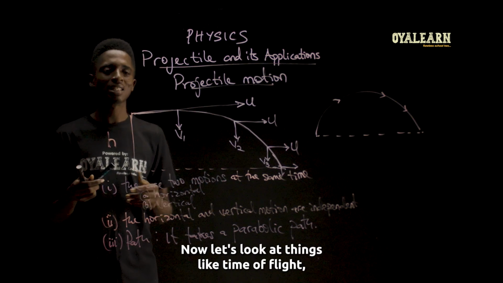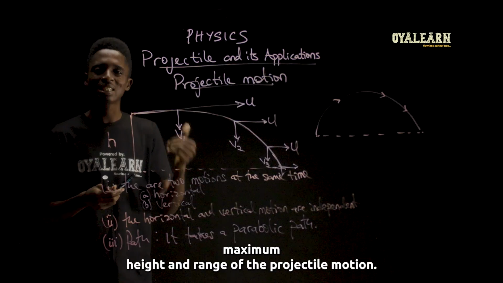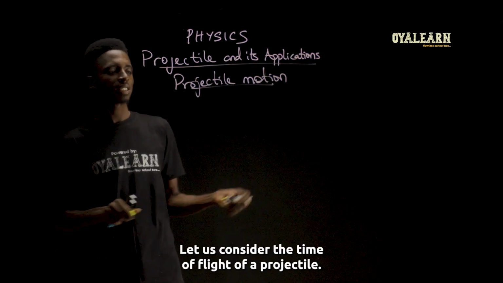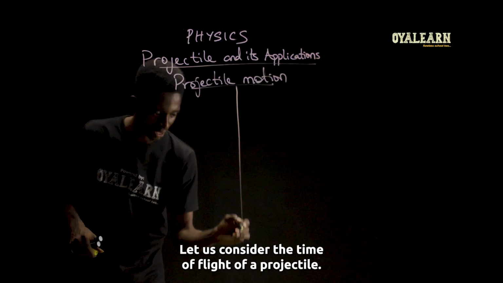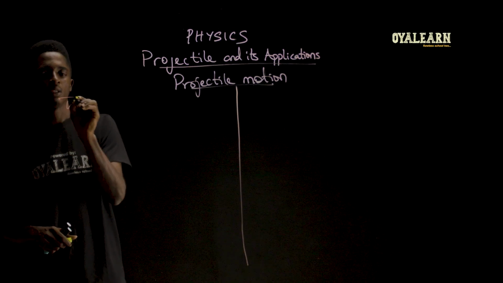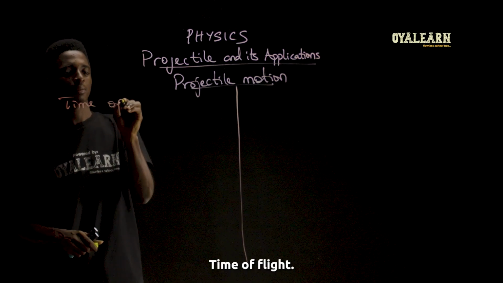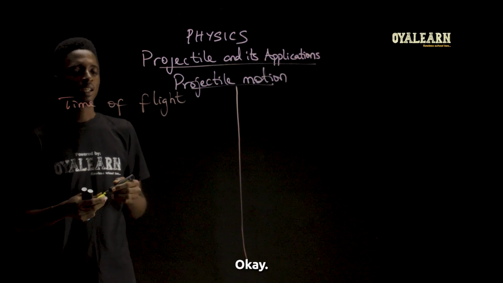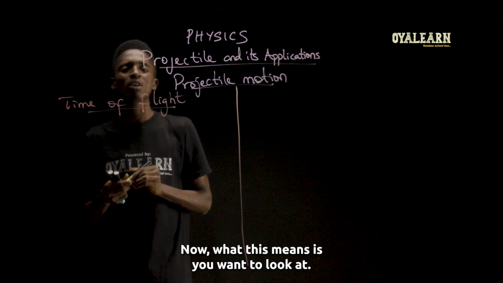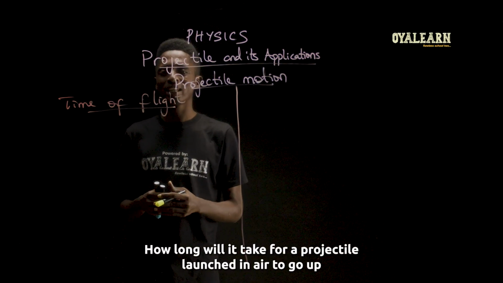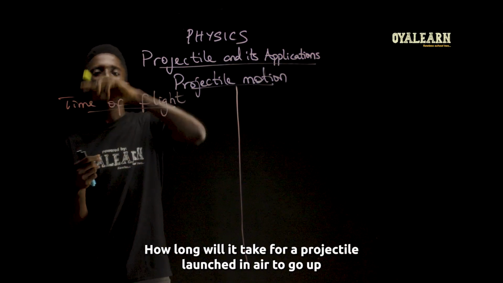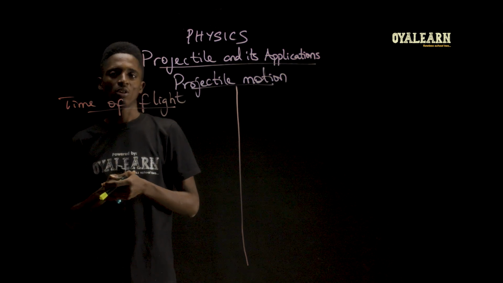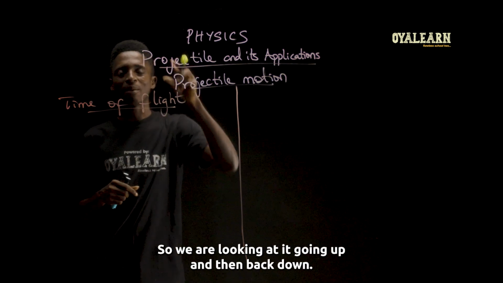Now let's look at things like time of flight, maximum height, and range of the projectile motion. Let us consider the time of flight of a projectile. Now what this means is we want to look at how long it will take for a projectile launched in air to go up and then return back to the horizontal ground. So we are looking at it going up and then back down.